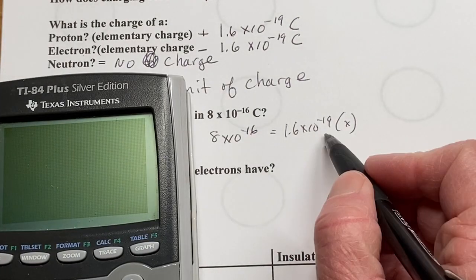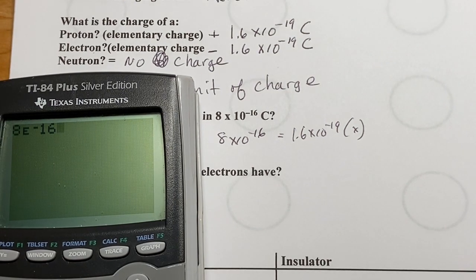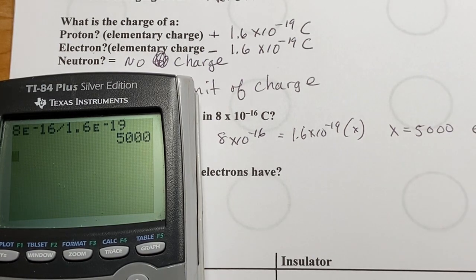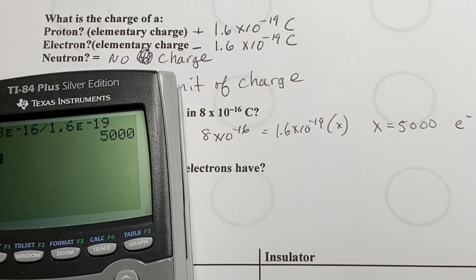So I'm going to divide both sides by this. I'm going to take 8 second EE, back it up, negative 16. Make sure you're using scientific notation, divided by 1.6 second EE, negative 19. All right, equals 5,000. And I just use E for electrons. It could actually be E for elementary charge as well.